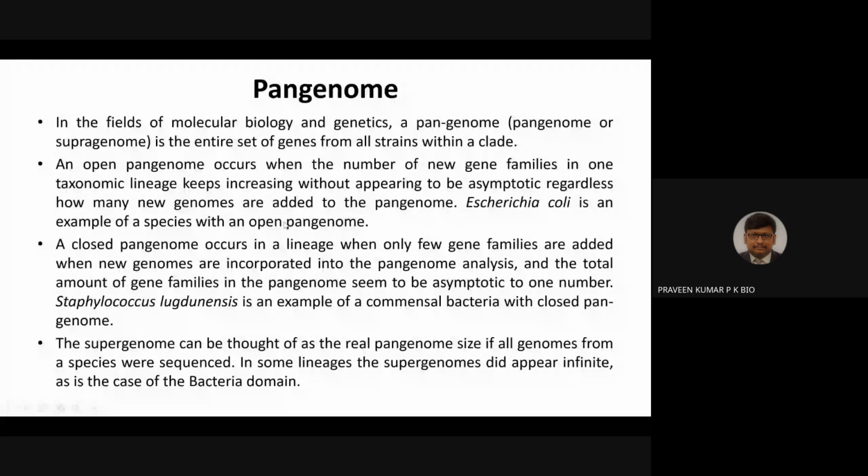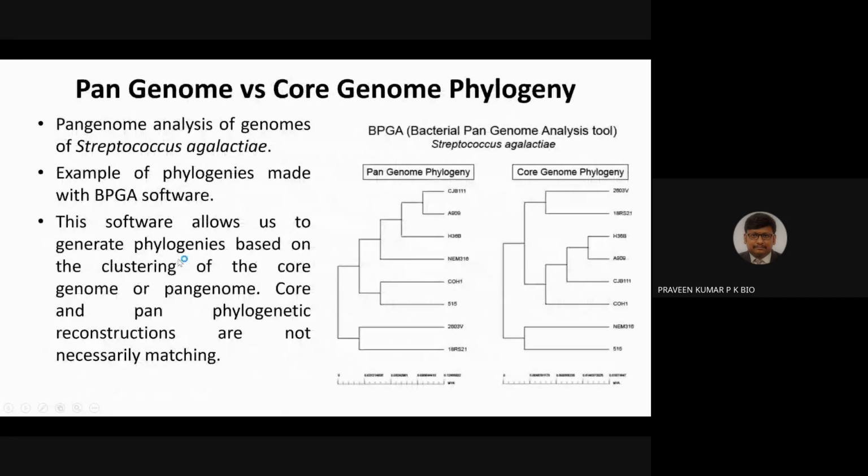But a few specific ones, like the Staphylococcus species, which is a commensal bacteria, come under closed. Most of the infecting, disease-causing bacteria have a closed pan genome. And pan genome versus core genome: if you assemble, you can find some kind of differences. For this, you can use PPanGGOLiN software. If you want to compare these genomes, you can use this software.